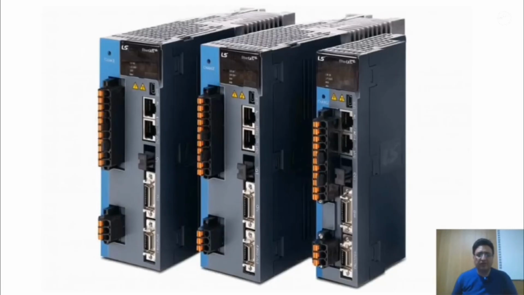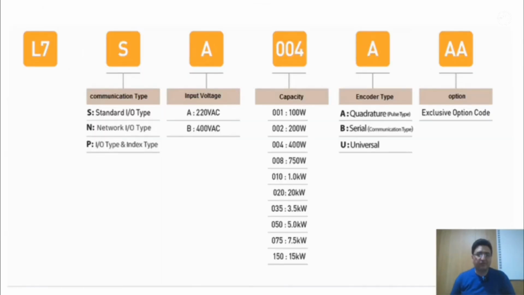Well, this image shows us the servo drives that we're going to get to know the different types of in the next section. All servo drives from the LS brand start with L7. The next letter indicates the type of drive. If the letter S is used, it's the standard type. If the letter N is used, it's the network type, which relates to the EtherCAT network, and if the letter P is used, they're called index drives, which we'll get to know more about in future lessons.